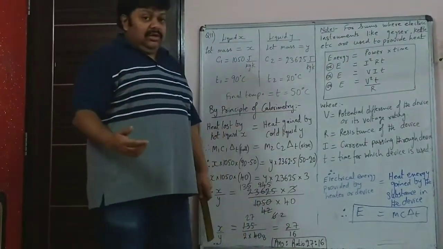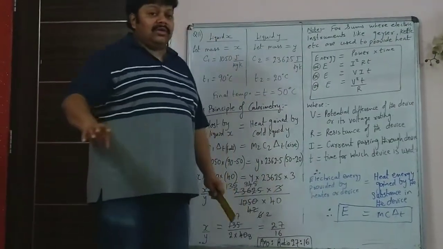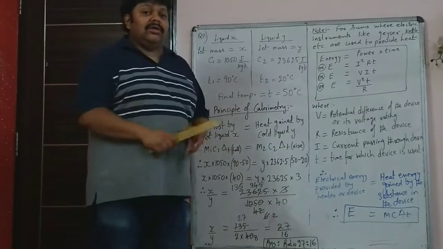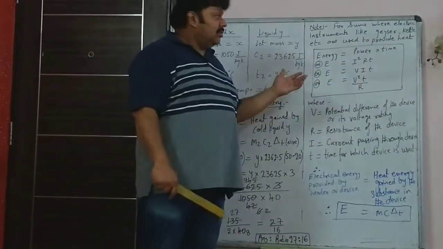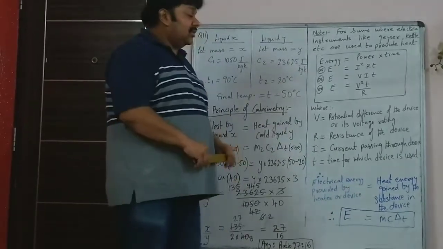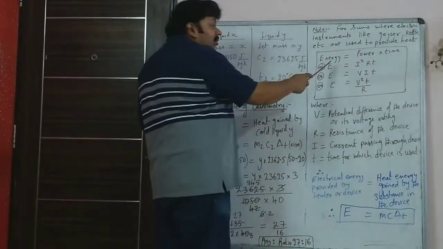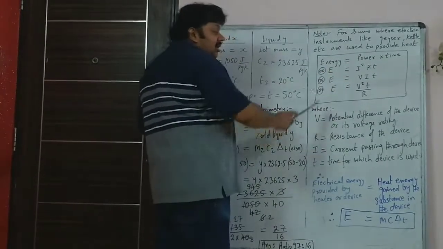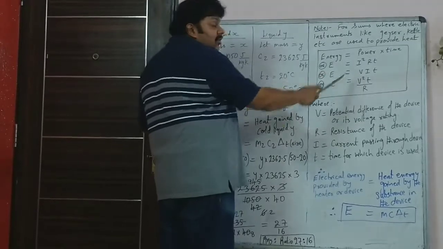It is there in the household electricity chapter also, which, like light, is another big topic in current electricity that we will be doing later when it starts. So energy is power into time, energy is I squared RT, energy is VIT, or energy is V squared T upon R.